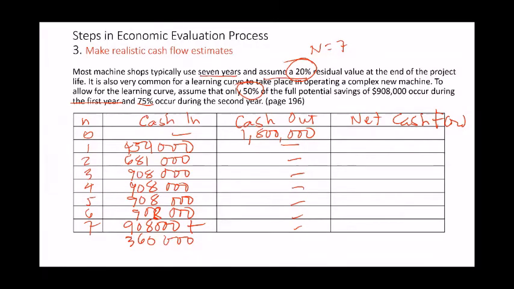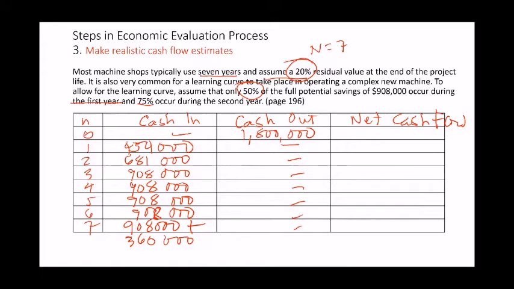But since we cannot see other costs in the problem, like operating costs, probably because this is cost reduction, the savings is already the net of the benefit. So the savings of 908,000 is already the net. The operation costs are already taken from that value. So for the meantime, these are the only things that we can use. 360,000 is cash in. We need to add that in the cash in at year 7. That is 20% of 1,800,000.